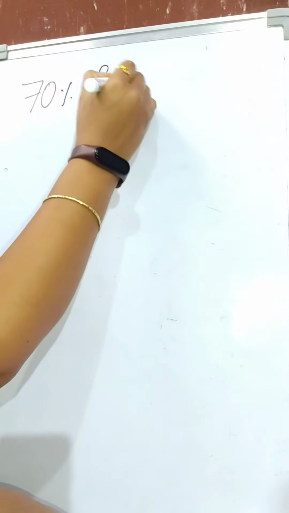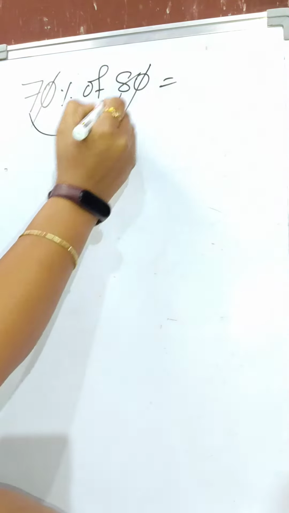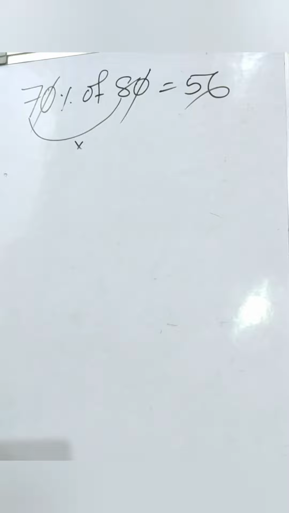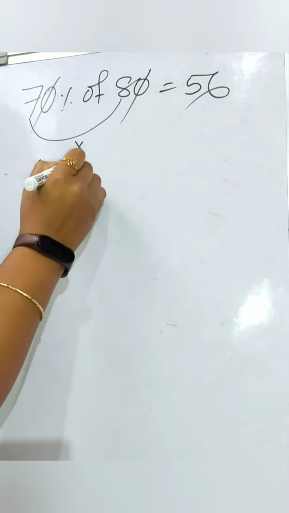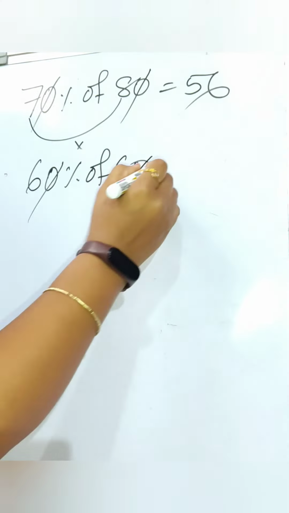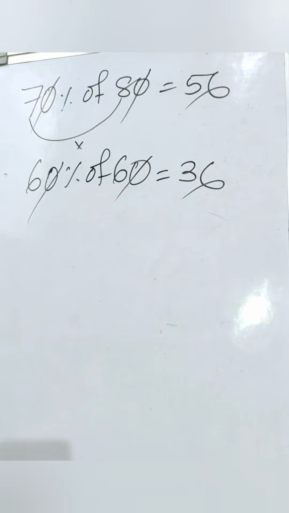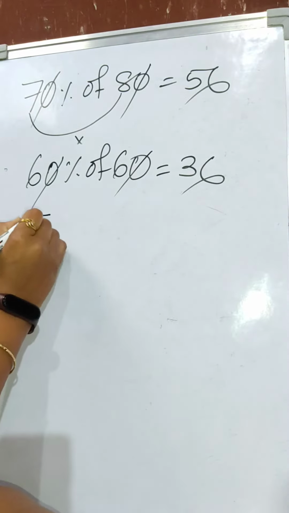Then next, 70% of 80. Cancel out 0 0. 7 8s are 56. Let's do more. 60% of 60. Cancel out 0 0. 6 6s are 36. These are the short tricks we can say. So in the Olympiad questions, when there are a lot of questions and very little time, it is a time saving method.